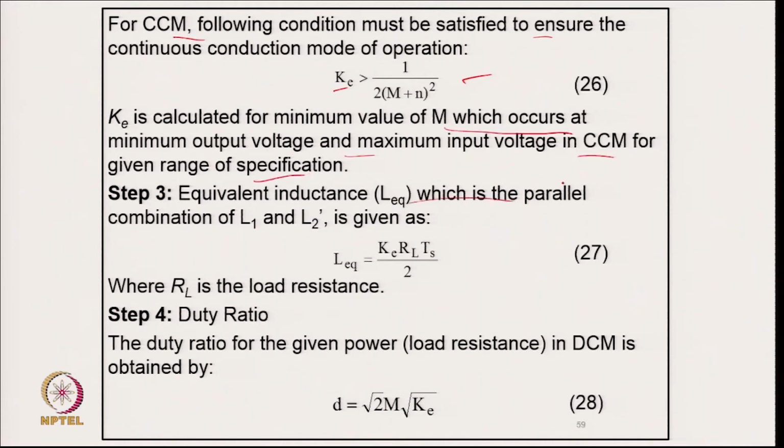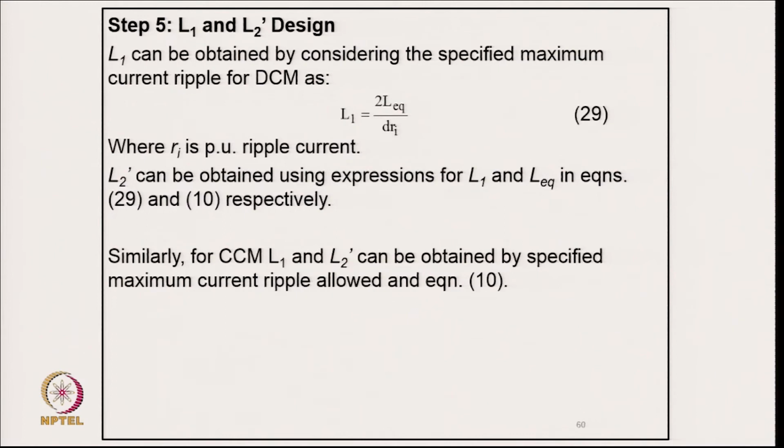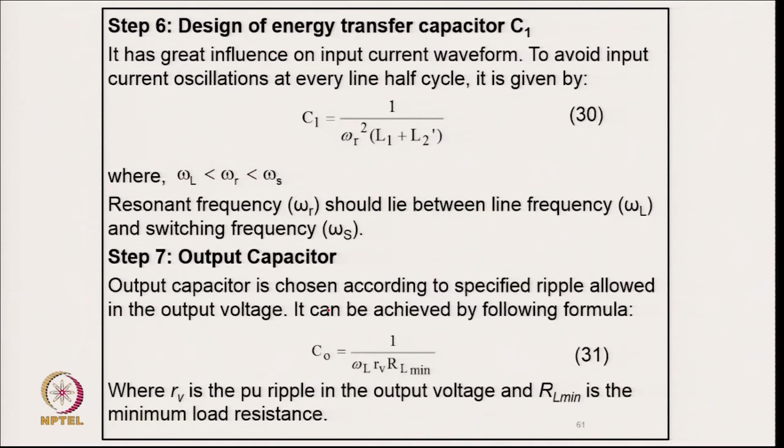So, now the equivalent inductance which we already calculated earlier comes as LEQ, a parallel combination of L1 and L2 dash, where R is the equivalent resistance of the load, and then you can find out the duty ratio corresponding to that. And the inductance can be obtained considering the specified DCM. This is the value which you can get for just DCM as a boundary inductance, where the R is the input ripple, and L2 can be obtained from the expression. And similarly for CCM, L1 and L2 can be obtained from the current ripple relation.